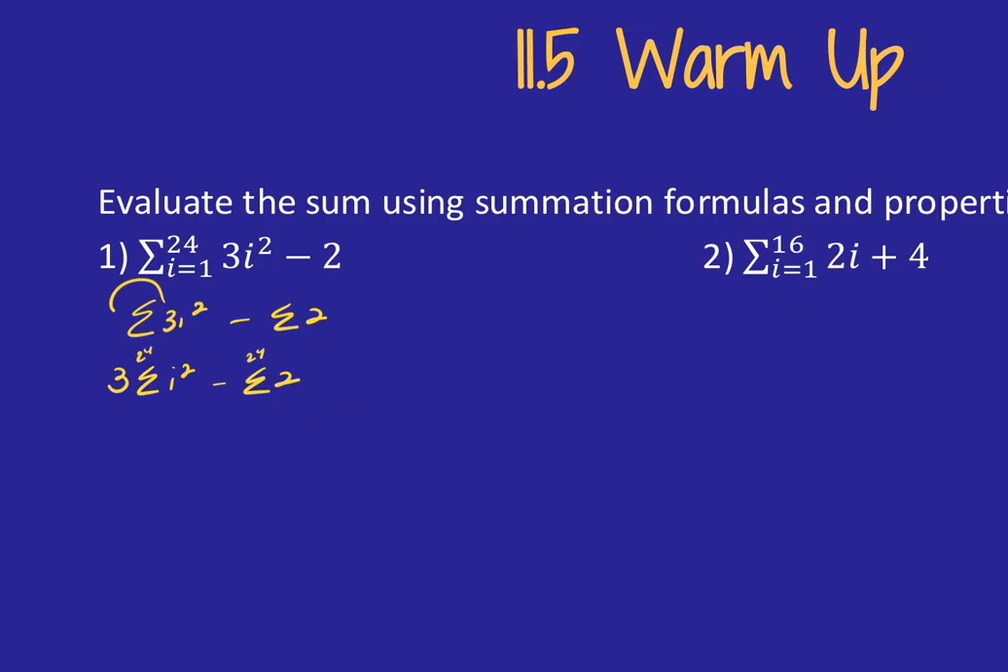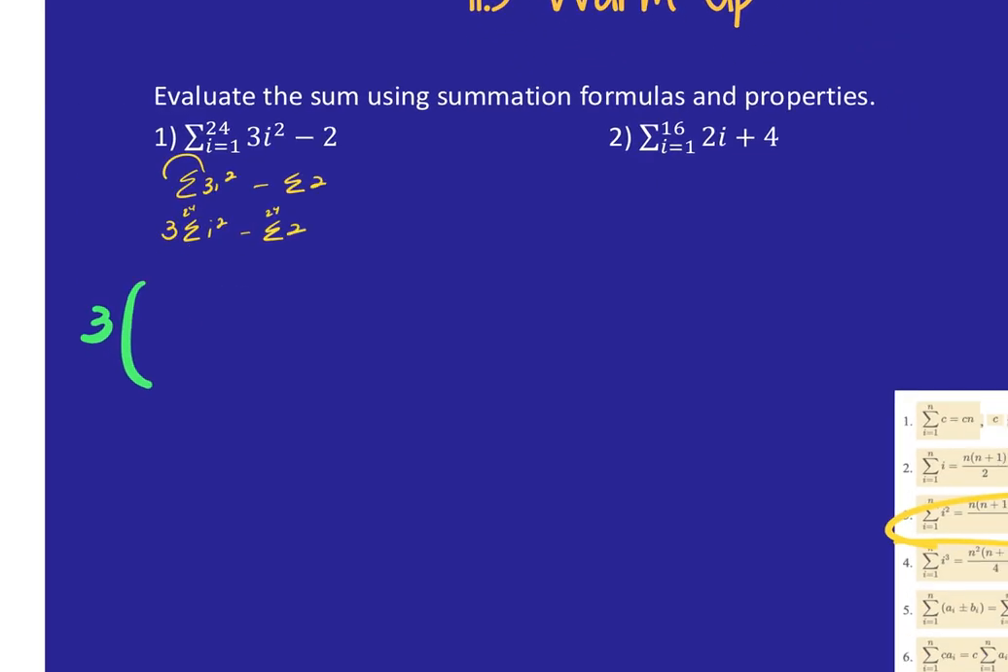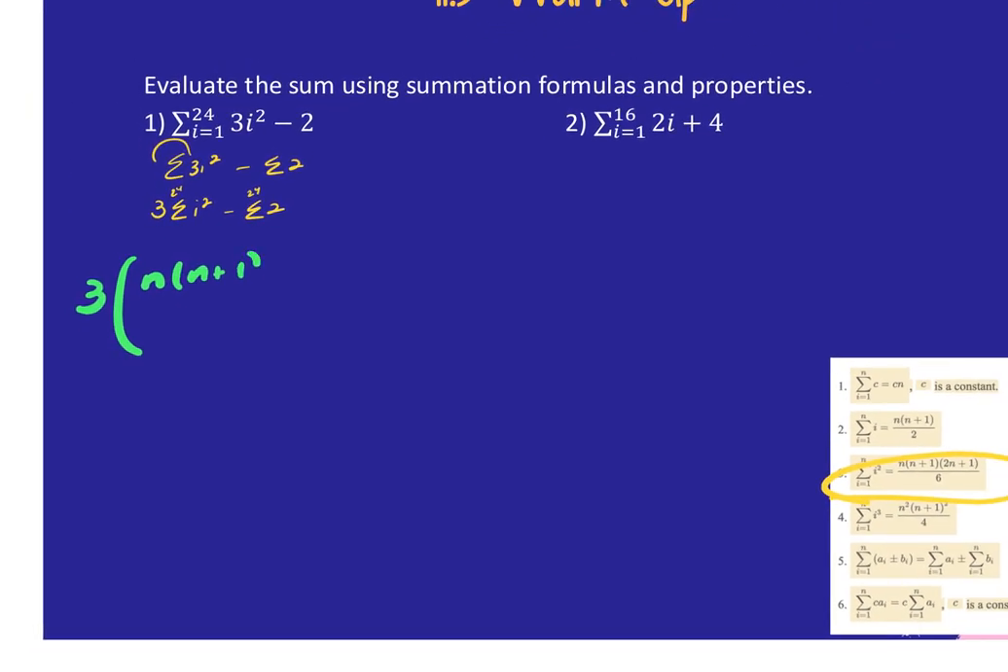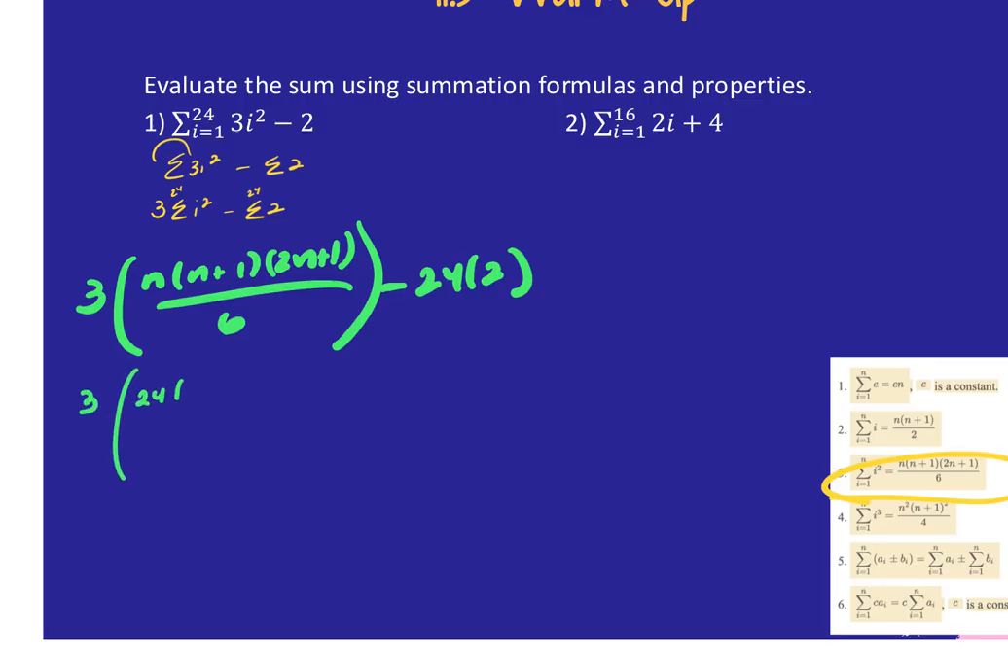front. And then you're using the summation equation for the i squared, which is that third one, n times n plus 1 times 2n plus 1 over 6. Minus the one for the constant, which is just n times the number that's there, so 24 times 2. I plugged in all the 24 for all the n's, so 3 times 24 times 24 plus 1 times 2 times 24 plus 1 over 6. Minus 24 times 2 is 48.